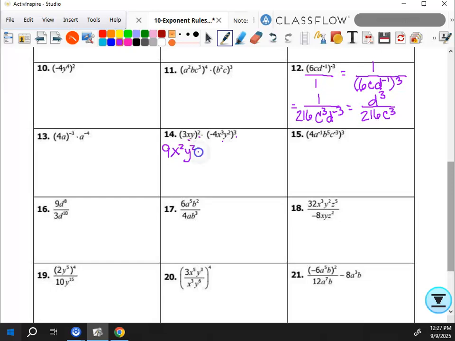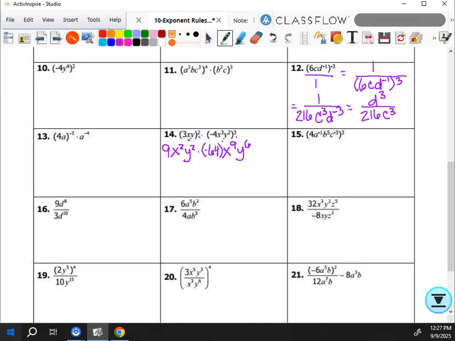Then I'm going to multiply that by, well, I've got negative 4 to the 3rd. What is negative 4 to the 3rd? Negative 64, yes. And it is a negative 64 because when you cube a negative number, it stays negative. So negative 64 times x to the what? 9th times y to the 6th. Everybody okay with where everything came from?